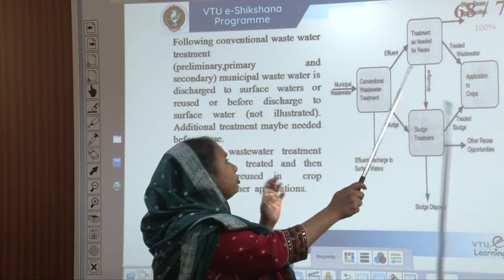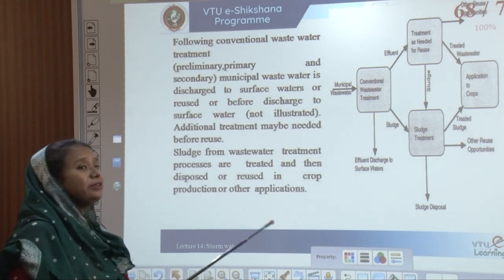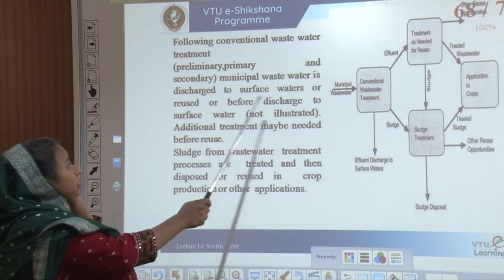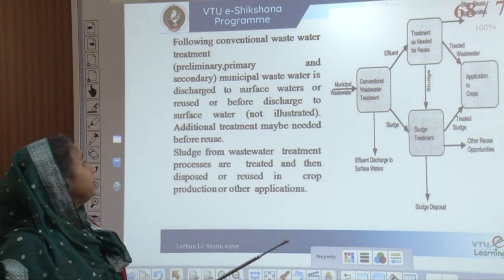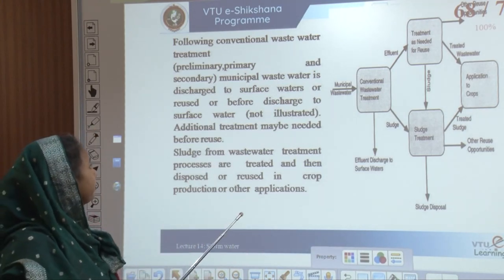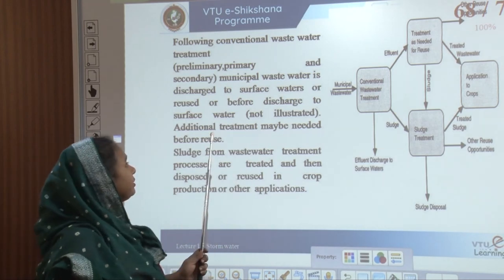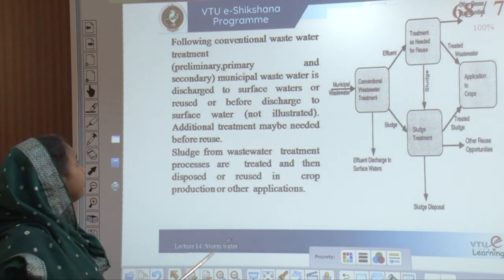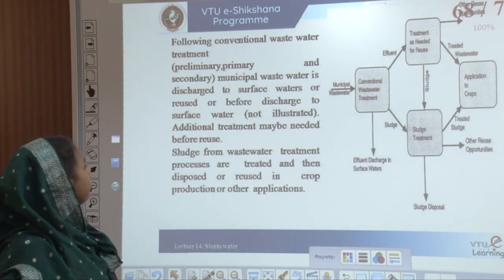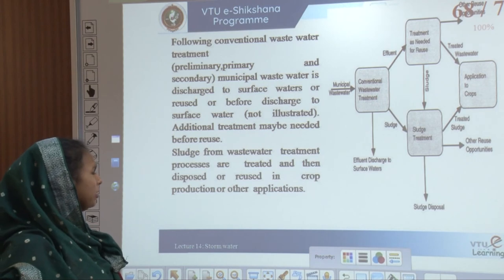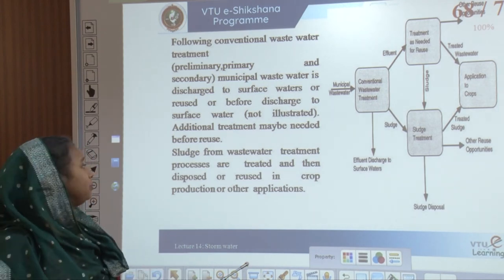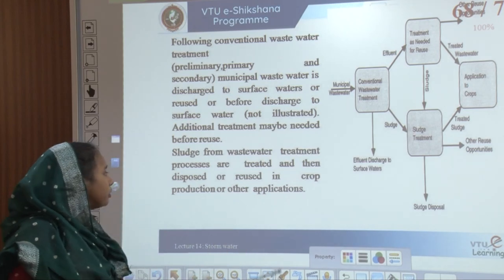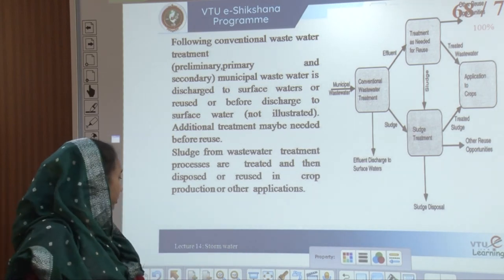So, all the reuse opportunities are seen, as we already saw in the previous classes, but those are again categorized as preliminary, primary and secondary kinds of treatment of municipal wastewater. Here you do not see this particular part, but additional treatment is also needed, in terms of conventional wastewater treatment, before reuse. Here all the sludge from the wastewater treatment processes is treated and then disposed of or reused in crop production or other applications.